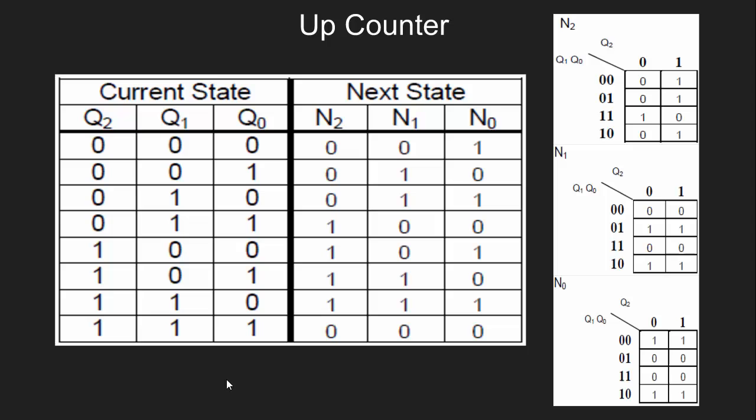Here on the up counter, we see that the transition table is fairly straightforward. All we needed to do was increment by 1 binary digit for each state and then shift everything back 1 state. So basically everything here on the current state side is the same on the next state side, shifted back 1. So it becomes very simple to implement. And then that carries over to these 3 K-maps.